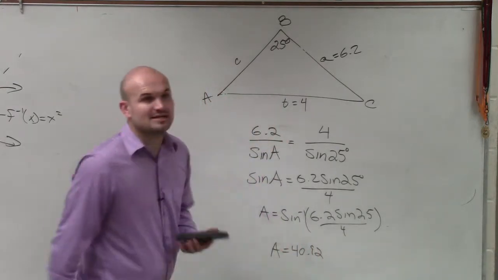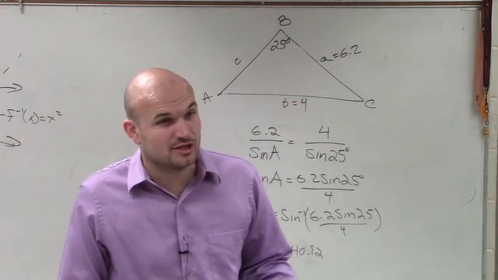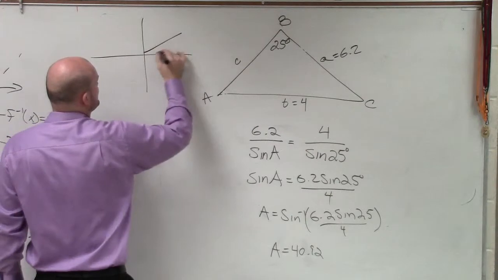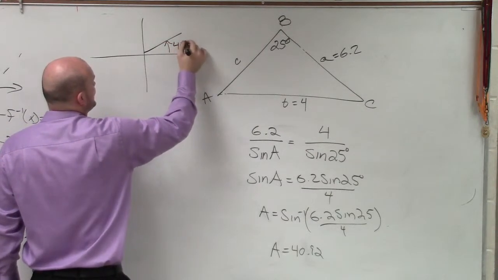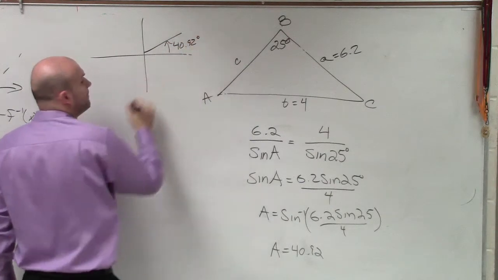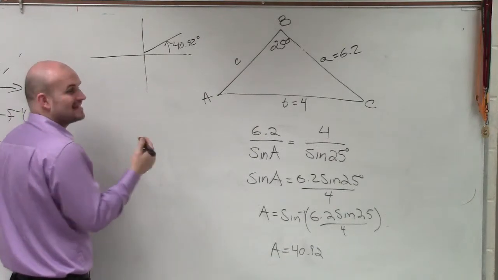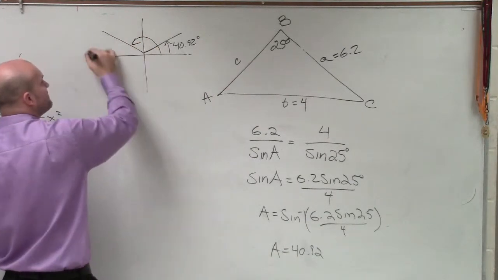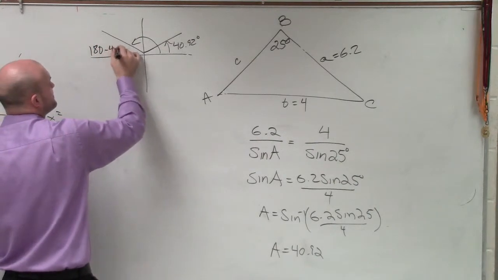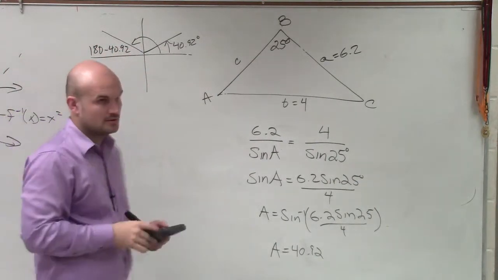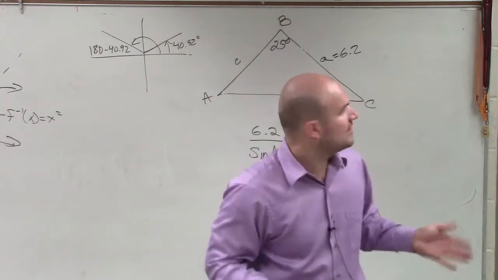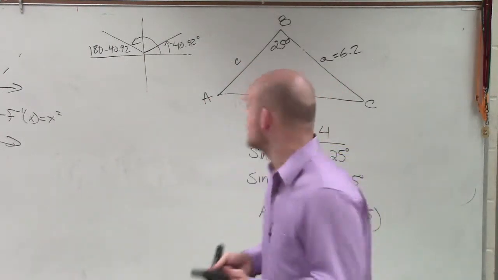Now, remember, ladies and gentlemen, as I mentioned, how do you check for the other case? Well, remember, when we look at this, here's 40.92 degrees. But the other angle that has the exact same sine value is a direct reflection of that, right? So how do we find that? 180 minus 40.92, right? So it'd be 139.08.